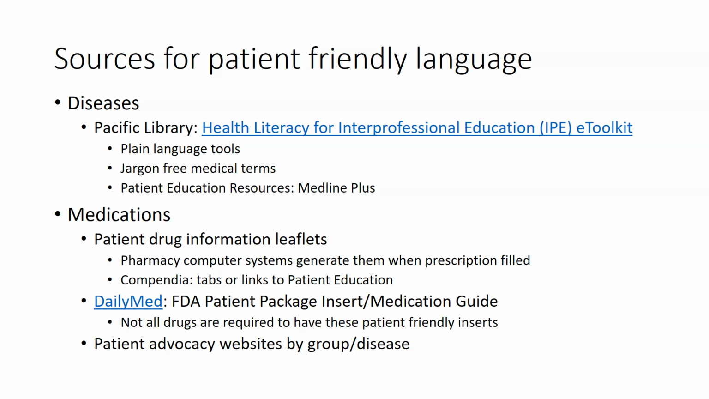Another great resource is within different disease states, many patient groups have gotten together and they have advocacy websites that really talk about medications or diseases for that particular patient group. For example, the Livestrong website is really targeting cancer patients, but even more specifically, cancer patients that are younger than 40 years old.